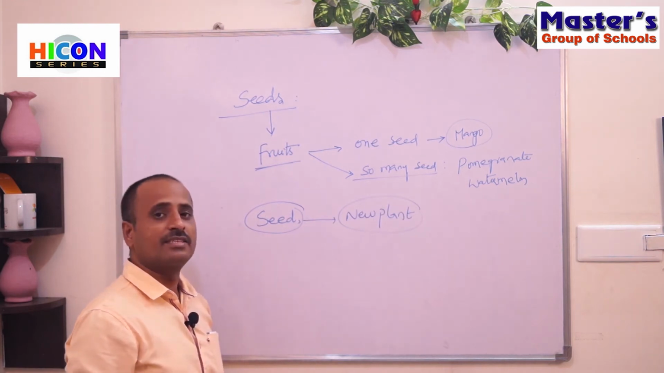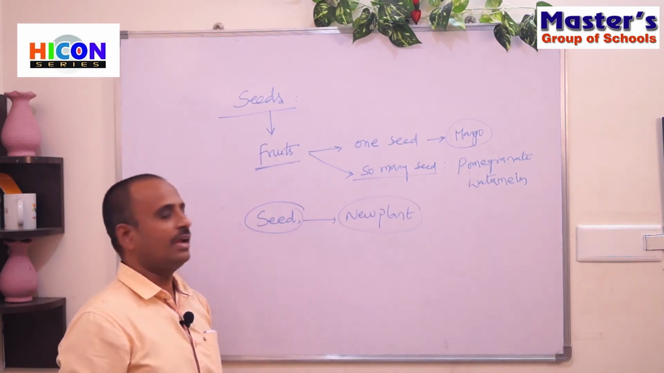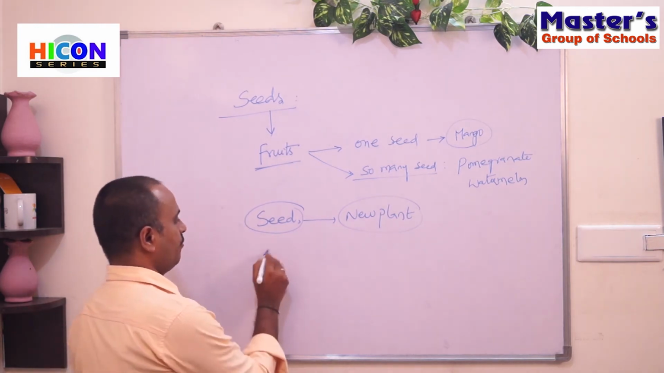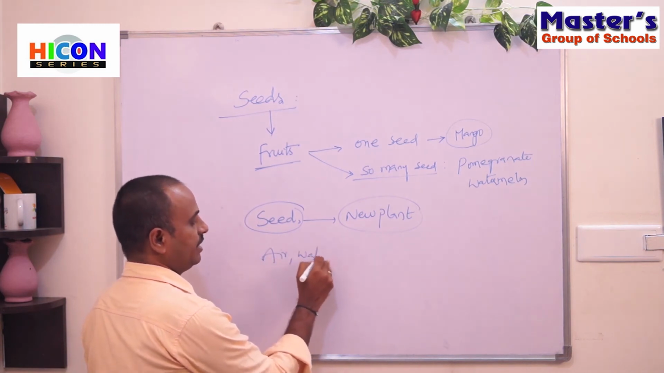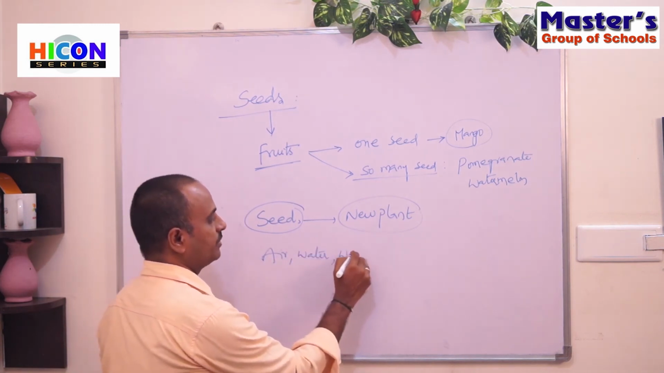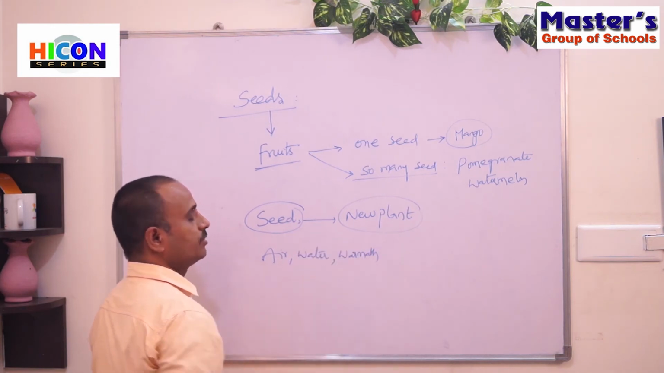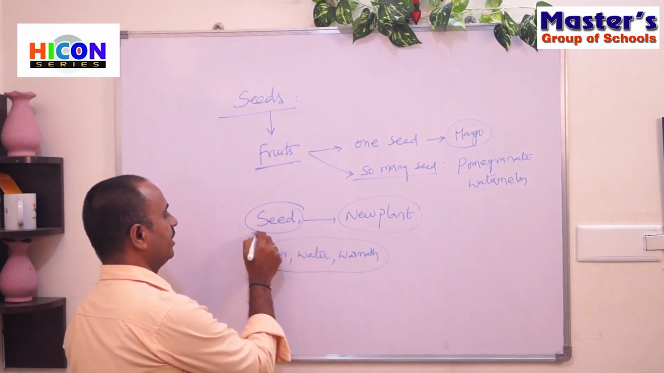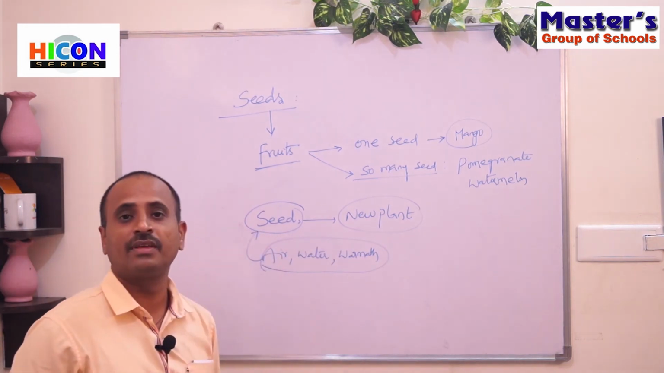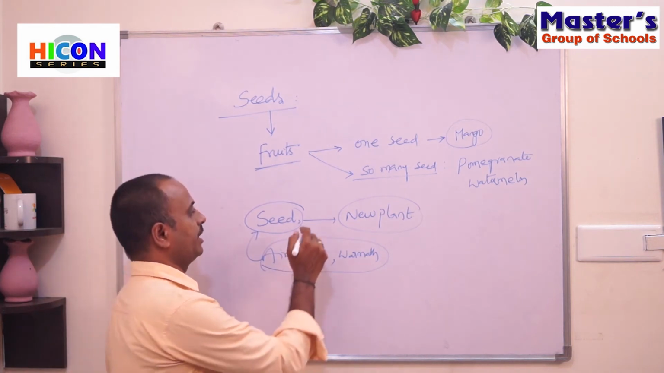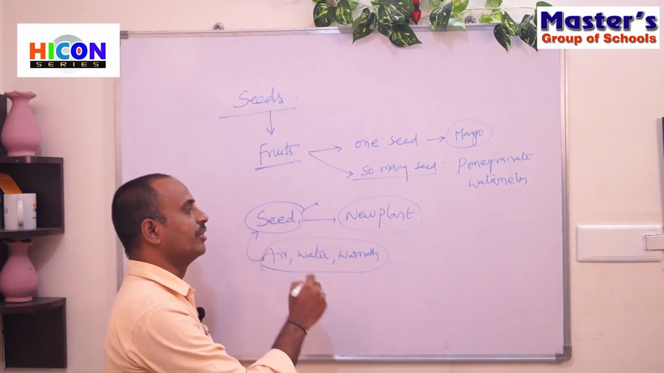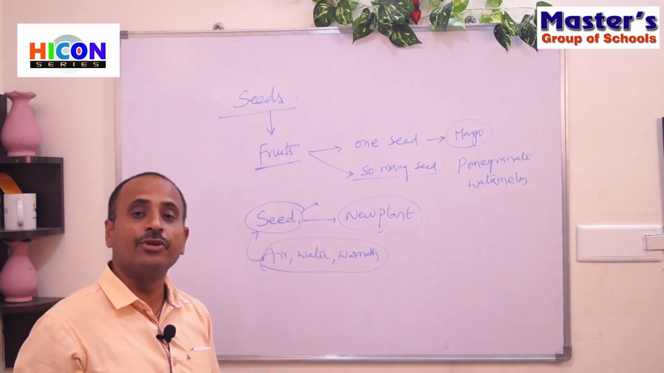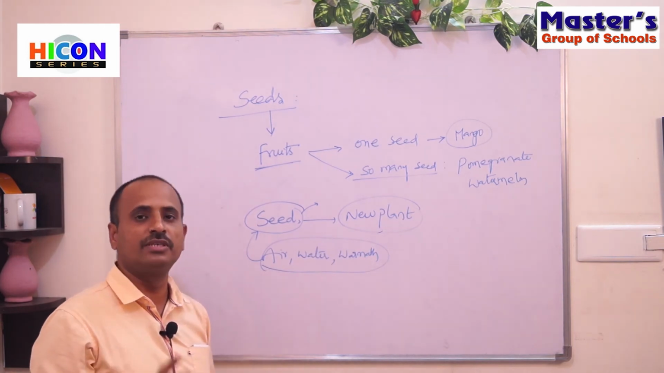Generally, the seed is a non-living thing, and if the seed falls down on the ground, and if it is supplied with air, water and warmth, then it will get life, and a new baby plant will come out from the seed, and it will grow up into a big plant. So this process of getting a new plant from the seed is called seed germination.